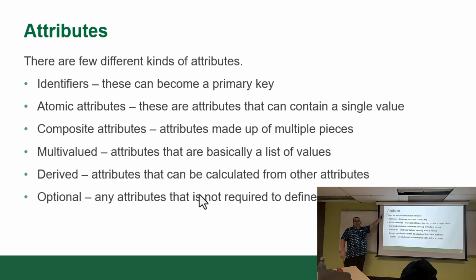Just like there are two major kinds of entities, there's a bunch of different kinds of attributes. Identifiers usually become a primary key. If you remember last semester when you learned about primary keys, select star from customers where ID is equal to 2, ID is probably the primary key. Those are identifiers. It's what allows you to identify an instance. Atomic attributes are attributes that contain a single value. First name, last name, date of birth. Those are atomic. They're not broken down. Composite attributes are attributes made up of multiple pieces. A lot of people don't think about composite attributes very much. I'm going to say the one that most people get tripped up on is address.